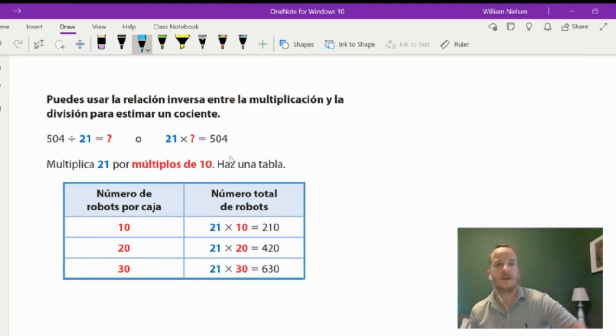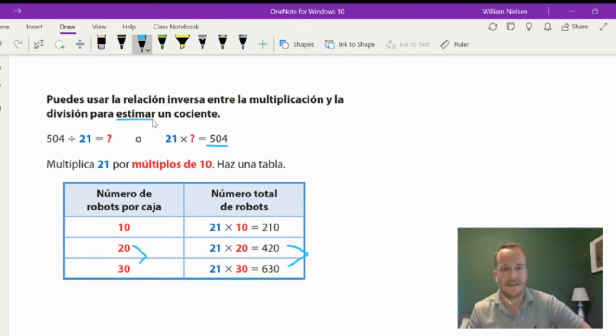Eso es lo que hicimos la última vez. O sea, 500 entre 21, ¿qué? ¿Quién sabe? O 21 por un número es igual a 504. Eso es complicado también, ¿verdad? Pero lo que podemos hacer para que sea más fácil es 21 por 10, 21 por 20, 21 por 30. Bueno, ya sabemos, ¿okay? 504 entre esos números. Entonces, nuestra respuesta está aquí entre 20 y 30.